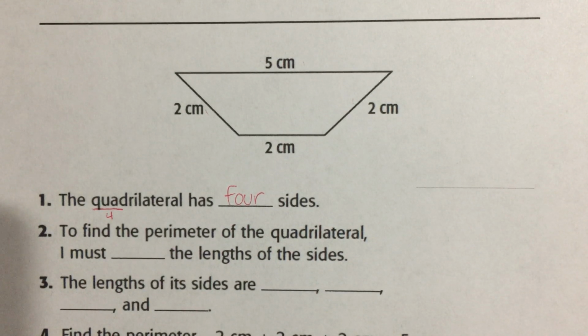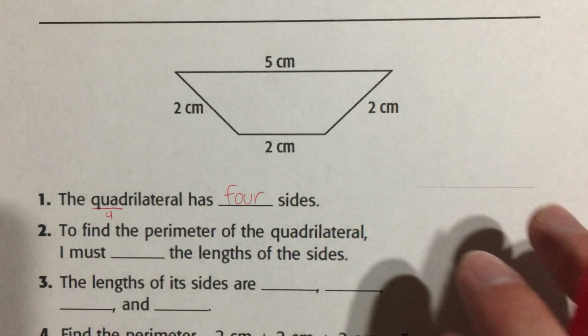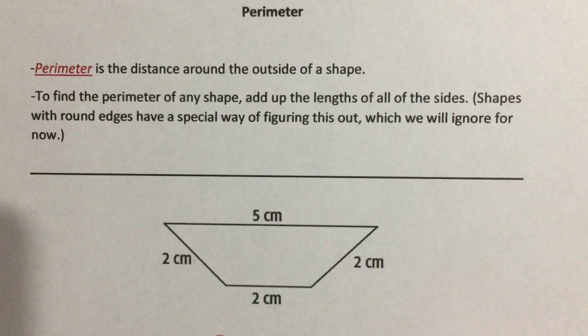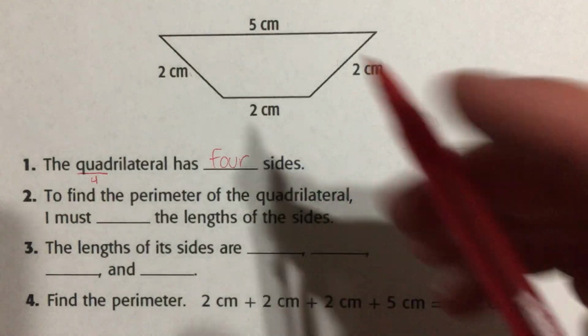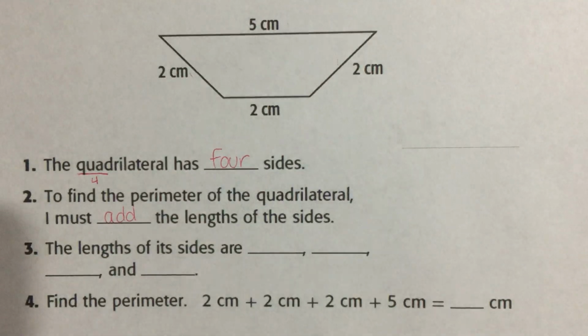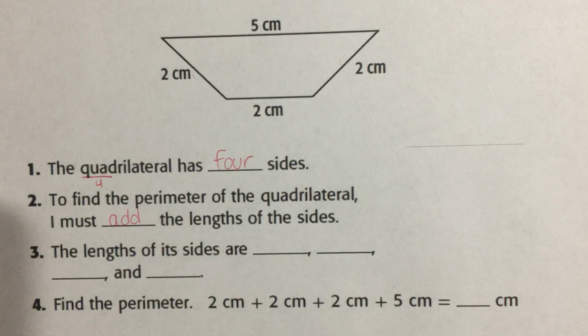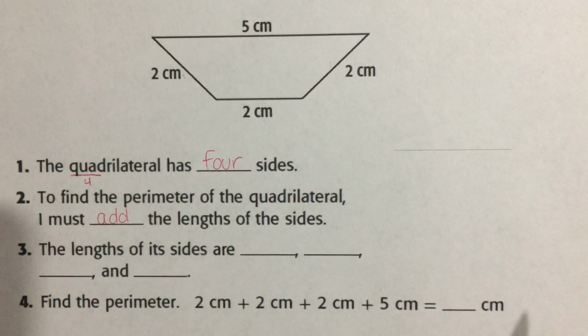Now, to find the perimeter of the quadrilateral, I must blank the lengths of the sides. Ding, ding, ding, ding, ding, right there. Add the lengths of the sides. So we're going to put add right in there. Okay, we need to add the lengths of the sides. So this is kind of a little step-by-step thing. Okay, this problem is walking us through step by step by step, which is kind of helpful.